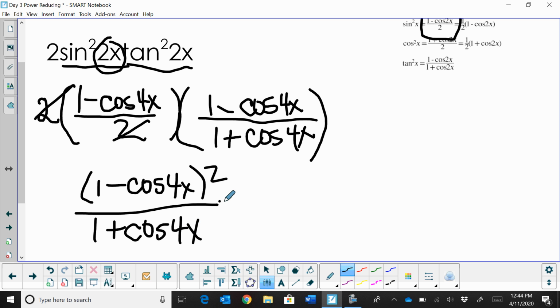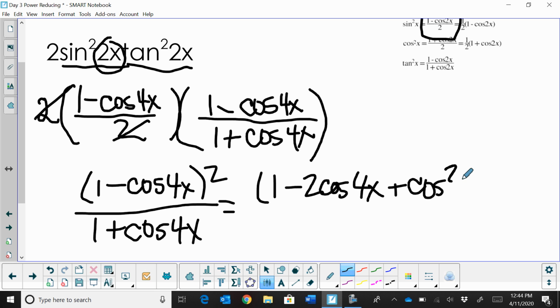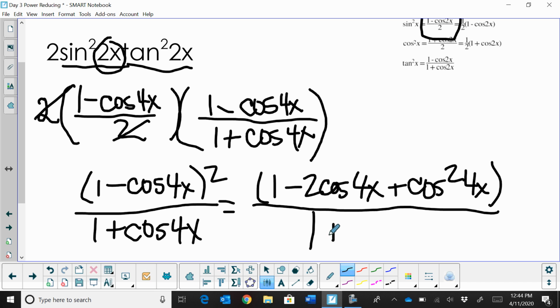Now, I don't have a first degree on top yet, so I'm going to have to multiply this out. So I have a 1 minus cosine 4x times another 1 minus cosine 4x. So that's going to give me 1 minus 2 cosine 4x plus, when I multiply that together, that's going to give me cosine squared of 4x, all over 1 plus cosine of 4x.